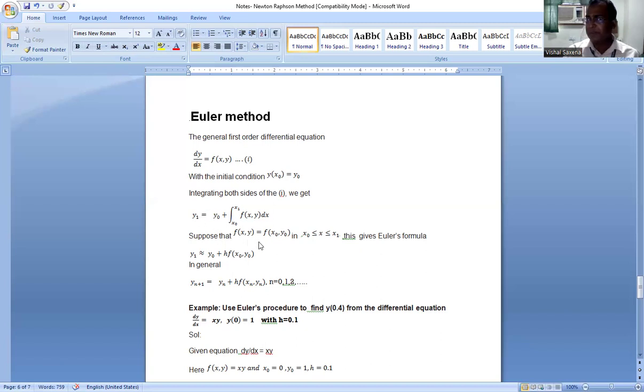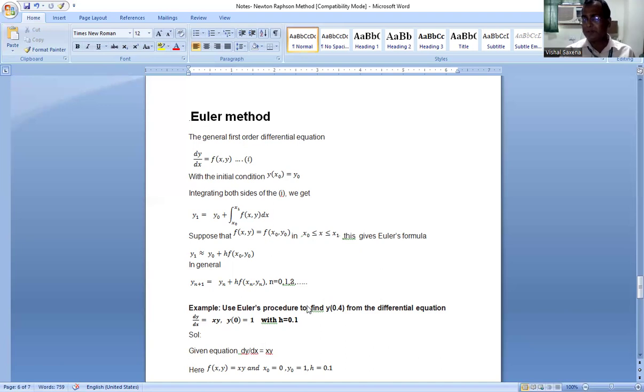When we repeat the whole process in a similar way, in general the n plus 1th value of y is given by y(n+1) equals yn plus h into the function f(xn, yn). This is the n plus 1th value of our solution of this equation, for n equal to 0, 1, 2, 3 and so on.